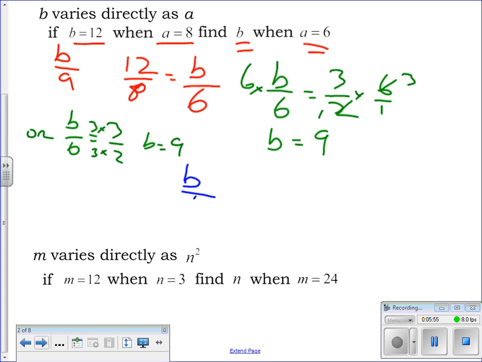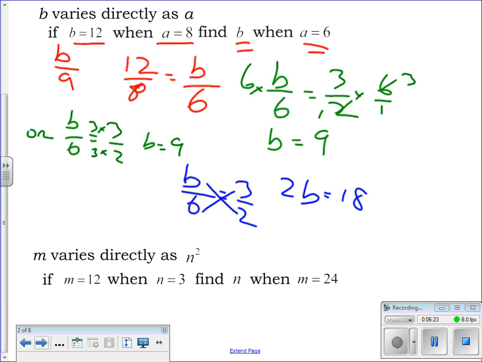B over 6 is equal to 3 over 2. Every single proportion, no matter what, can be solved by cross multiplication. B times 2, 2B, 6 times 3 equals 18. Cross multiply, it will always be equal. No more fractions. Easy to solve from here.